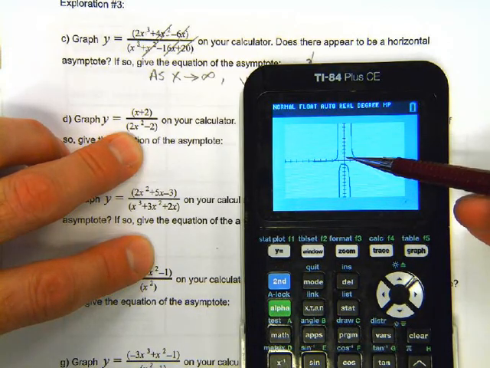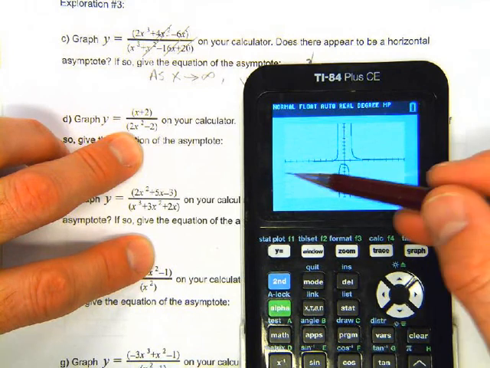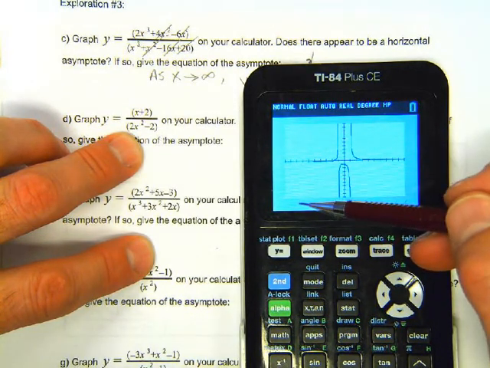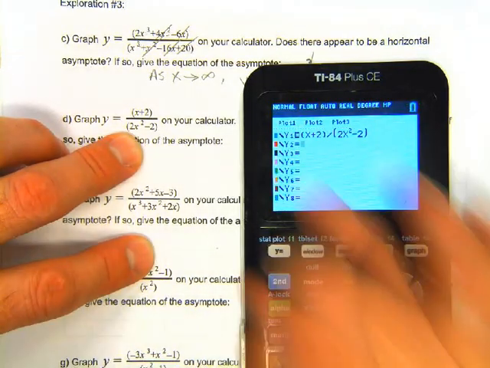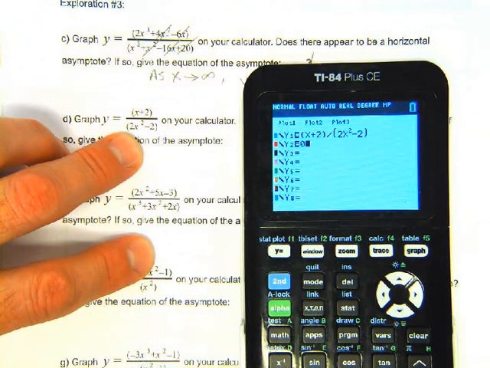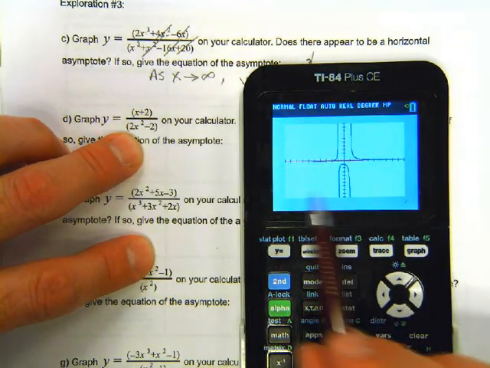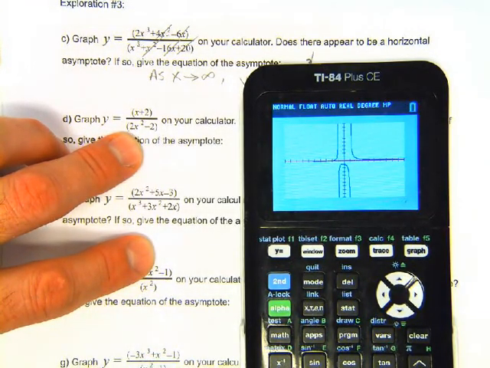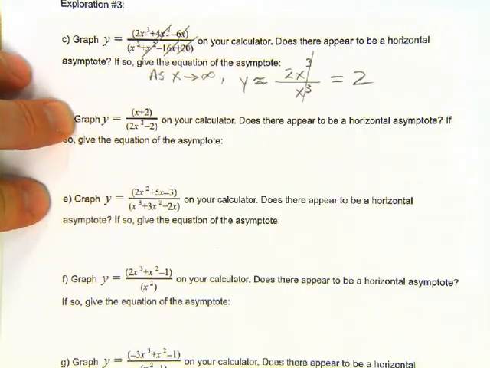Let's see. There's plus 1. There's minus 1. What's the y value when you're on the x-axis? 0. Yeah, let's do something. Let's go to y equals and plug in 0. And then graph. And look, there's the red line. There's the asymptote going right across there. So, here's what's going on.